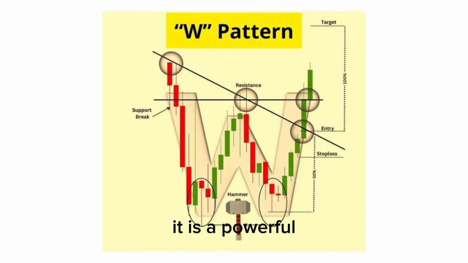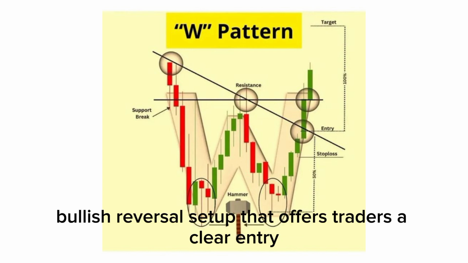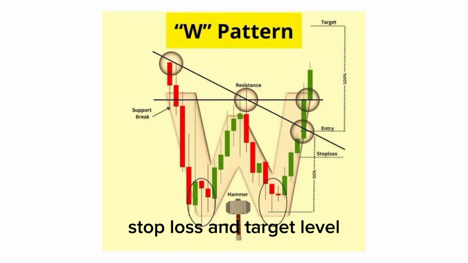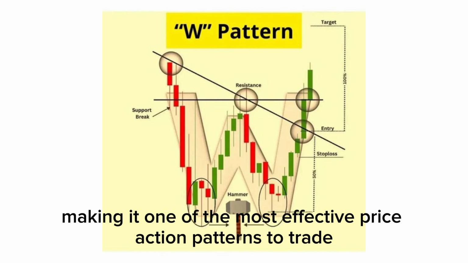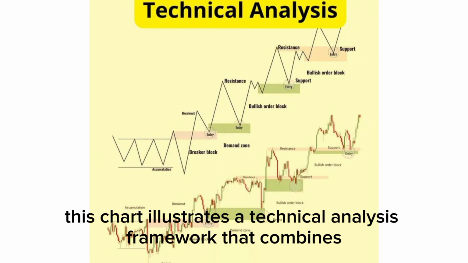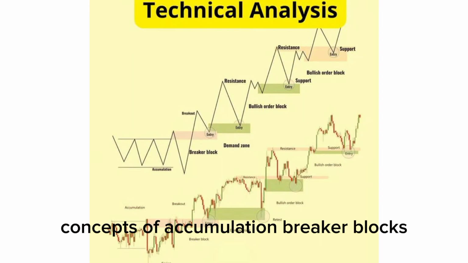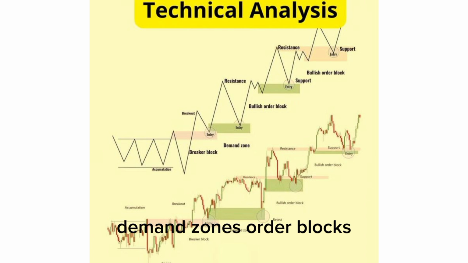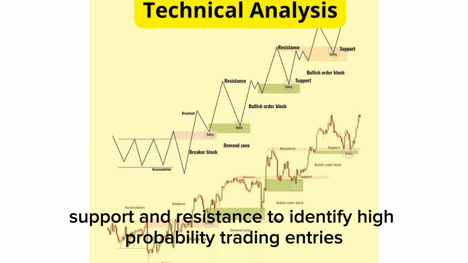It is a powerful bullish reversal setup that offers traders a clear entry, stop loss, and target level, making it one of the most effective price action patterns to trade at the end of a downtrend. This chart illustrates a technical analysis framework that combines concepts of accumulation, breaker blocks, demand zones, order blocks, support, and resistance to identify high-probability trading entries.